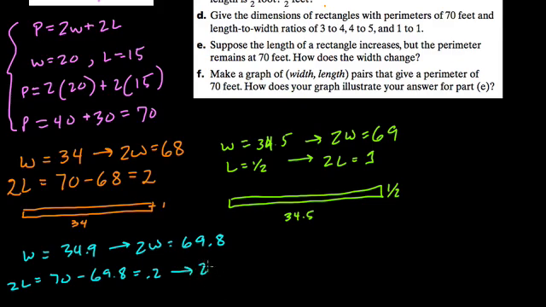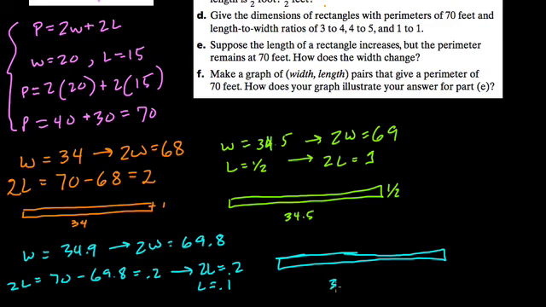Well, which means that 2 lengths is equal to 0.2, right? Okay, and each length is equal to 0.1. And we have our, let's say, our last rectangle for our sketch here. But look what's happening, right? This time the rectangle is 34.9 in width, and now it's only 0.1 in height.